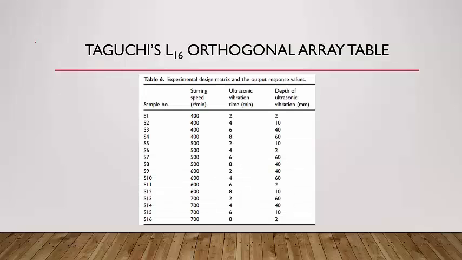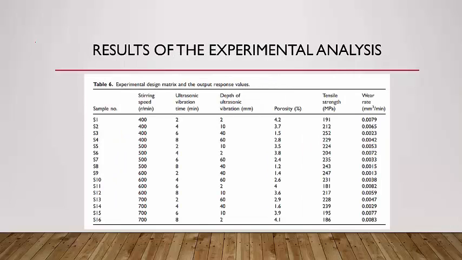This is the generated L16 experimental design matrix, and by considering the input parameter combinations, 16 sets of composites have been prepared in that research work, and their individual properties have been tested, such as porosity, tensile strength, and wear rate. Using these results, the interpretations have been made in that work.